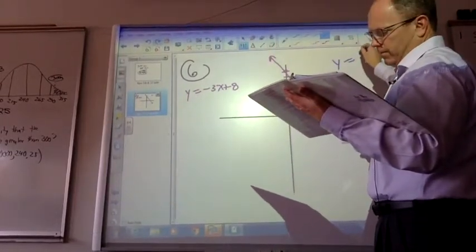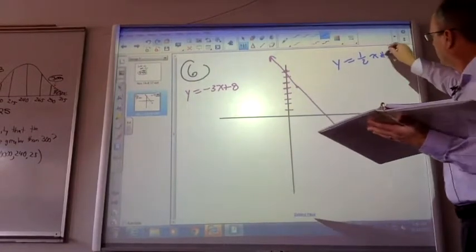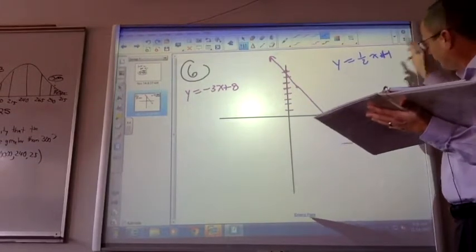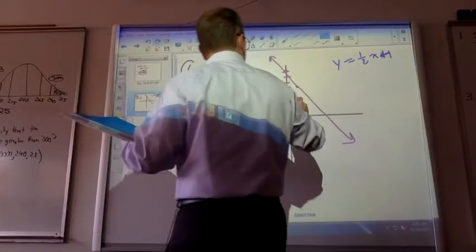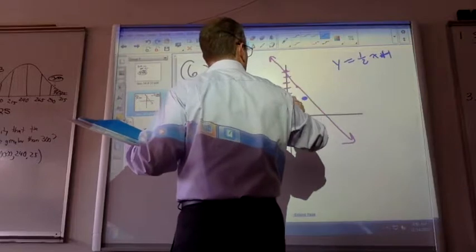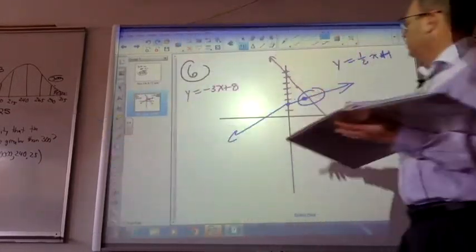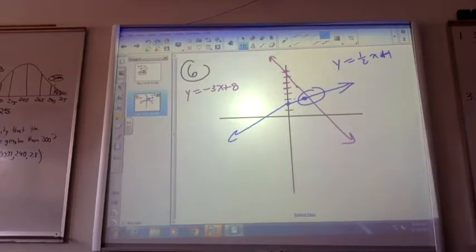It's 1/2 x plus 1. Is that the right one? Yeah, plus 1. Okay. So positive 1/2 is my slope. I'm going to go up 1, right 2. So that's where I have them intersecting. Where does this show it intersects on your page? Like right at the same point.